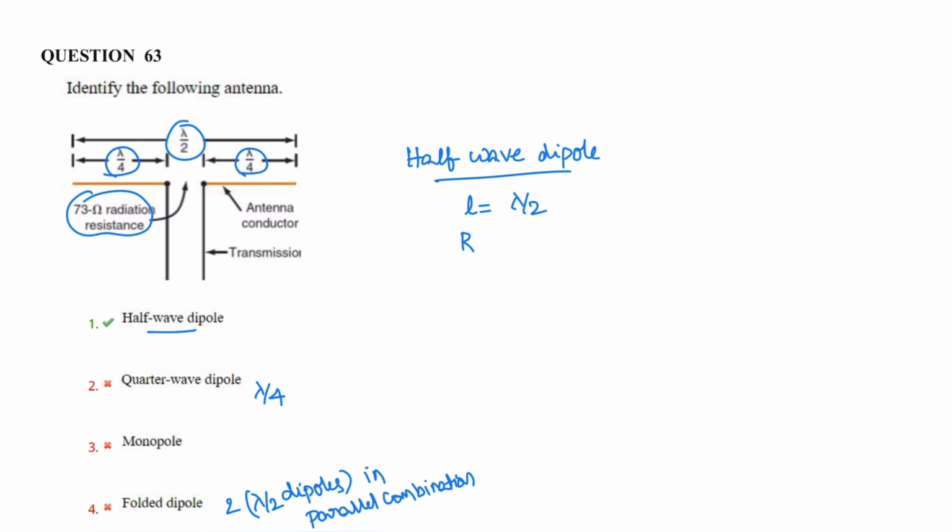Radiation resistance is 73 ohms, and directivity of this half wave dipole antenna is 2.15 dBi. Length of each arm, so this is arm length, is lambda by 4, and polarization is linear polarization.